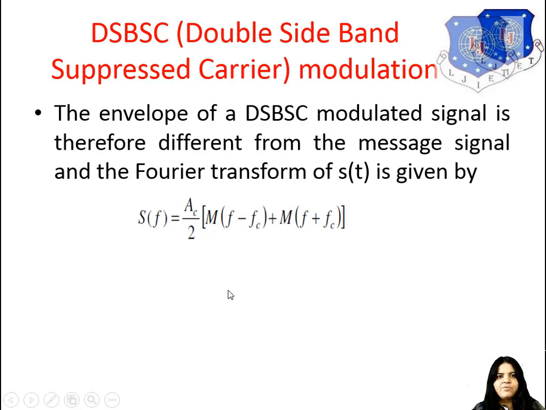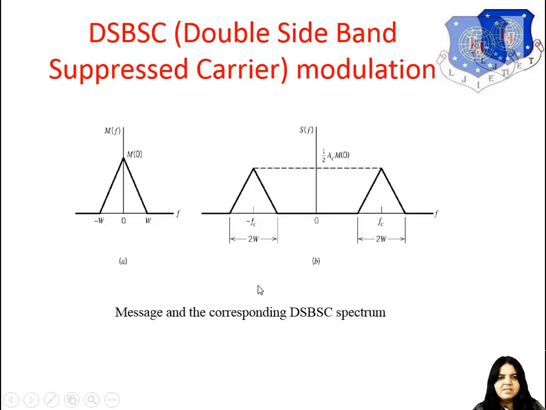The envelope of a DSBSC modulated signal is therefore different from the message signal, and its Fourier transform is given by S(f) = Ac/2 [M(f − fc) + M(f + fc)].